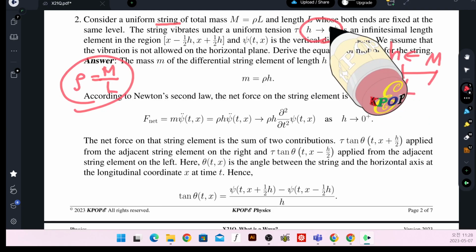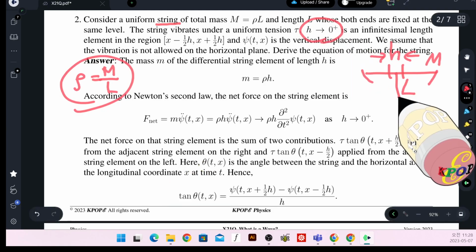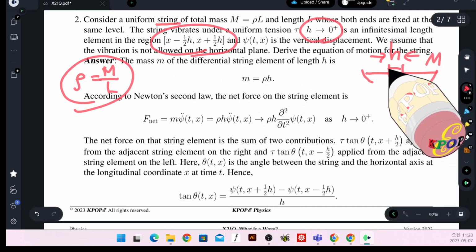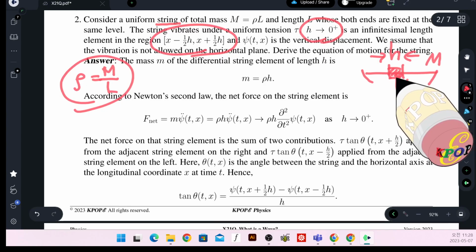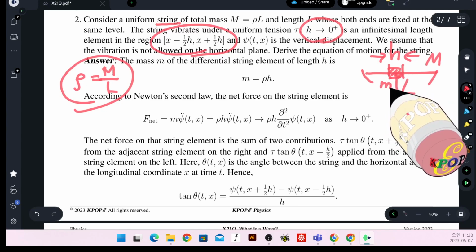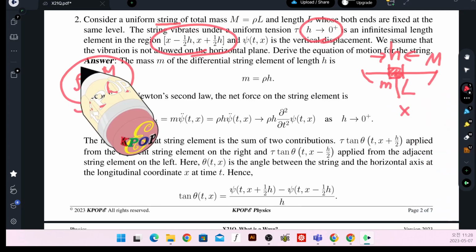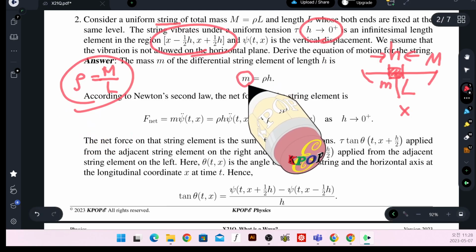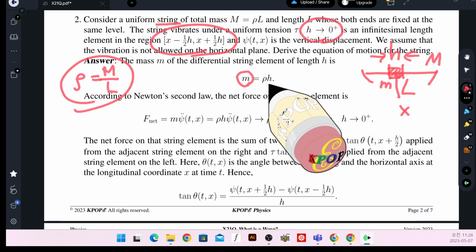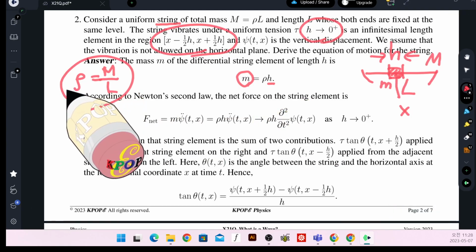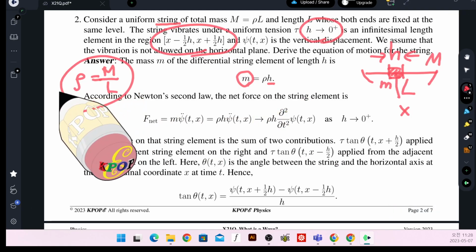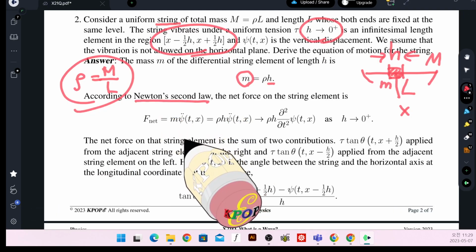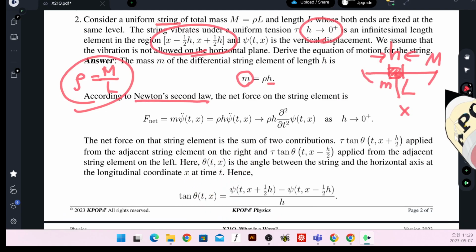This infinitesimal amount centered at position x is represented by this interval. Then the mass small m for this tiny piece, because the density is uniform, I can obtain this mass by multiplying the width h by this uniform density. We apply Newton's second law to find out the equation of motion of this vibrating string.